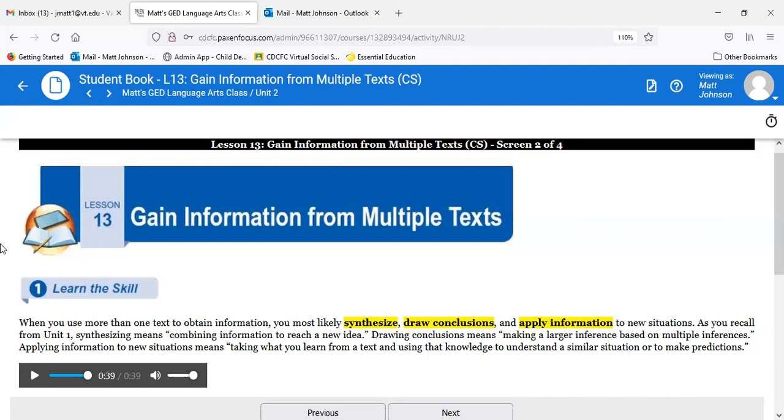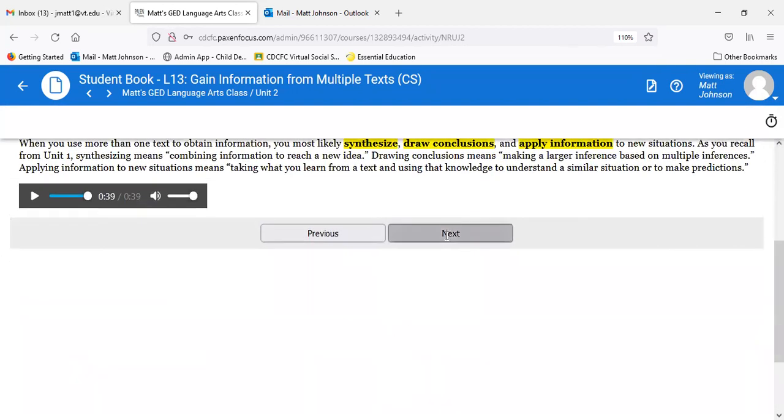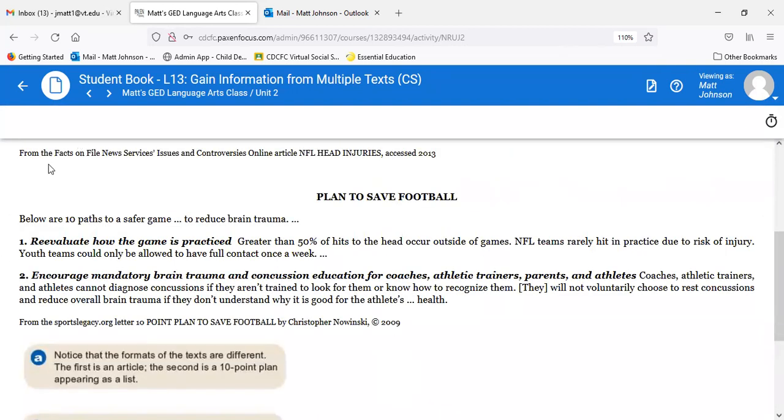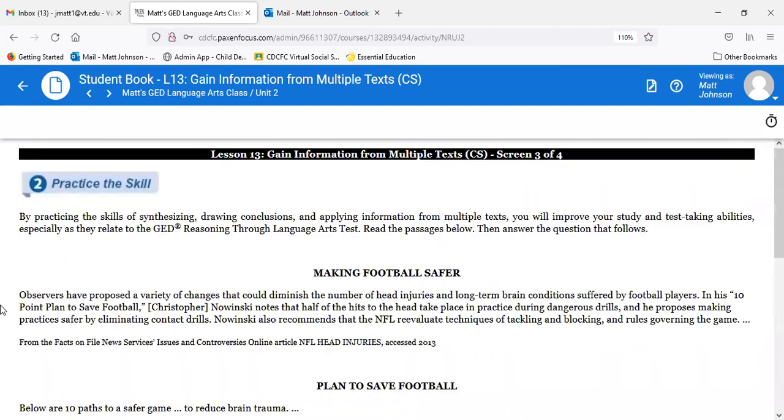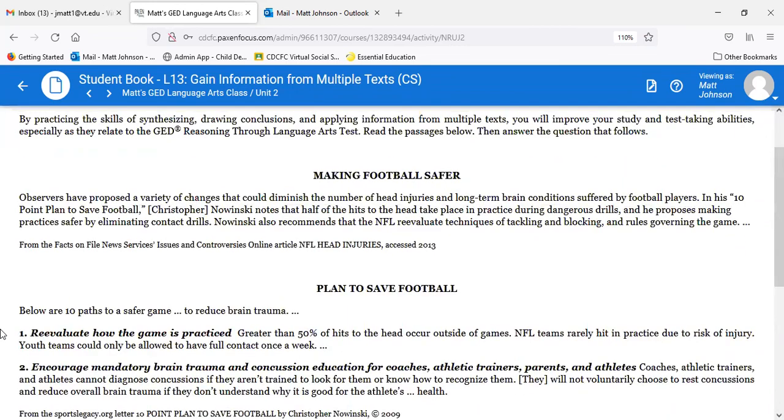And same idea. We've talked about drawing conclusions and making inferences and things like that. So largely, it's just doing this between texts. And I think it's actually easier when you look at two pieces of text to synthesize and draw conclusions. And so here we've got football. Two small ideas here. Let's take a look.